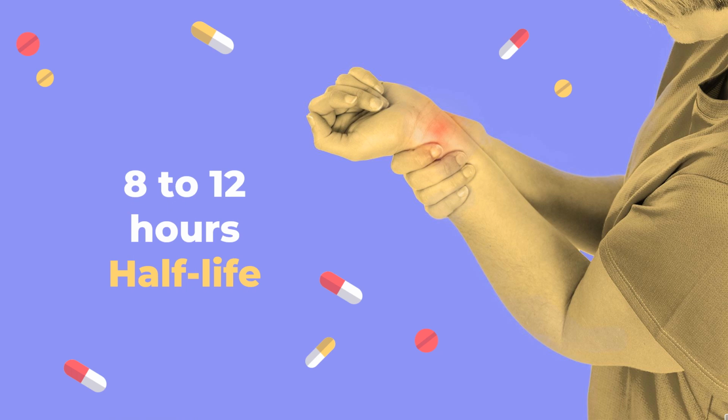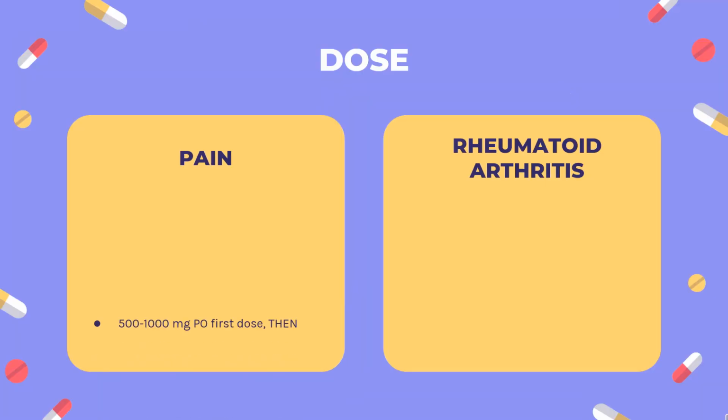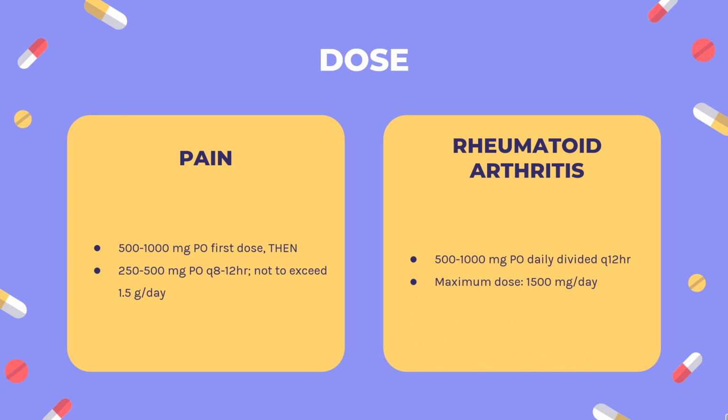Half-life. 8 to 12 hours. Dose. Pain. 500 to 1000 mg PO first dose, then 250 to 500 mg PO every 8 to 12 hours, not to exceed 1.5 g/day. Osteoarthritis. 500 to 1000 mg PO daily divided every 12 hours. Maximum dose, 1500 mg per day.